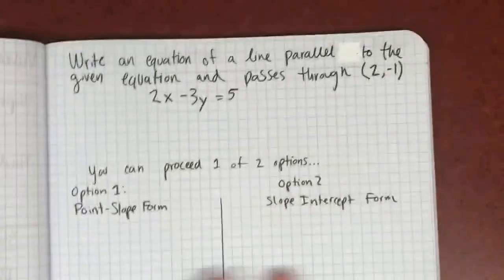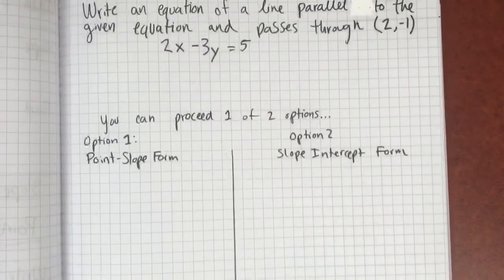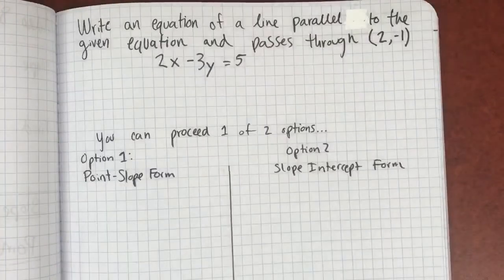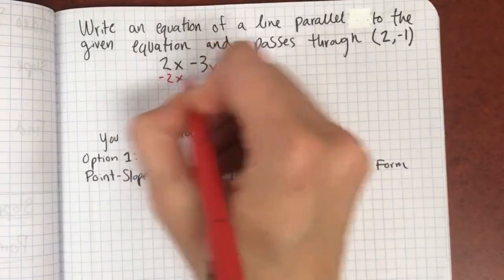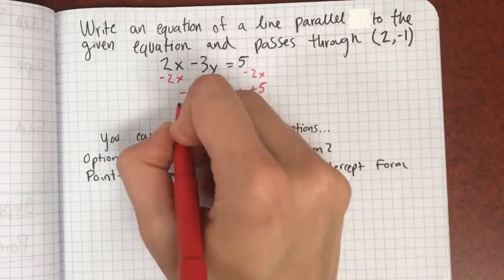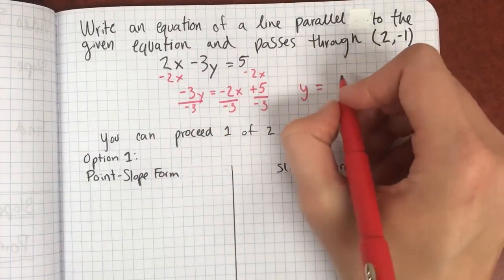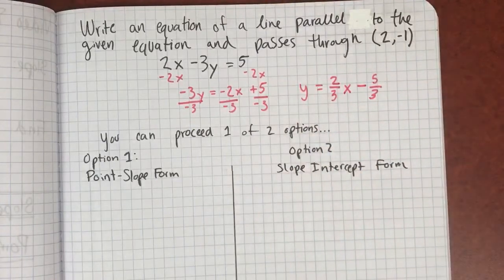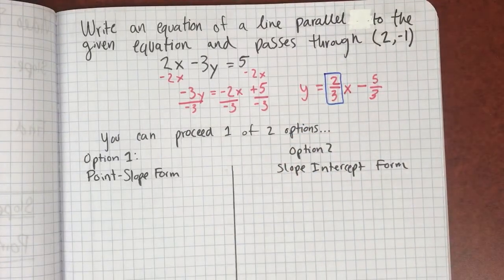So we're going to do a couple examples with parallel and perpendicular. So here we're going to write an equation of a line that's parallel to this given equation and passes through (2, -1). So first we have to find out what our slope is, all right? And so for that, I'm going to put this into slope-intercept form. That tells me my slope very quickly. So my equation is y equals 2/3 x minus 5/3. So my slope that I'm looking at is this 2/3. So if we want it parallel, we want the exact same slope.